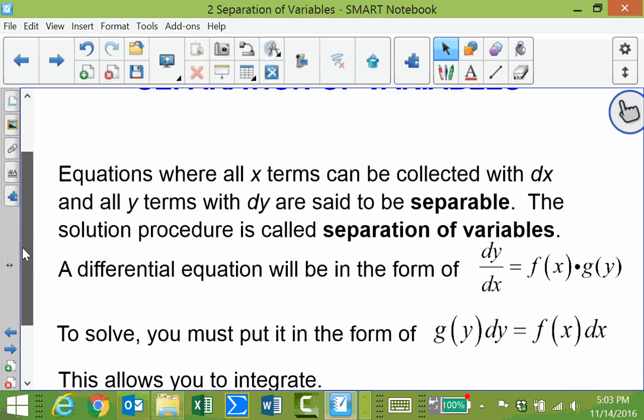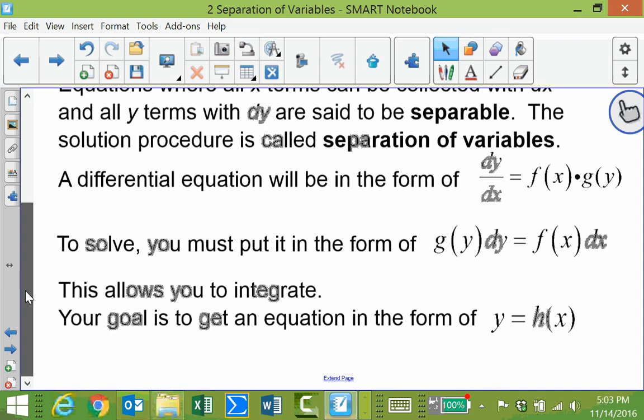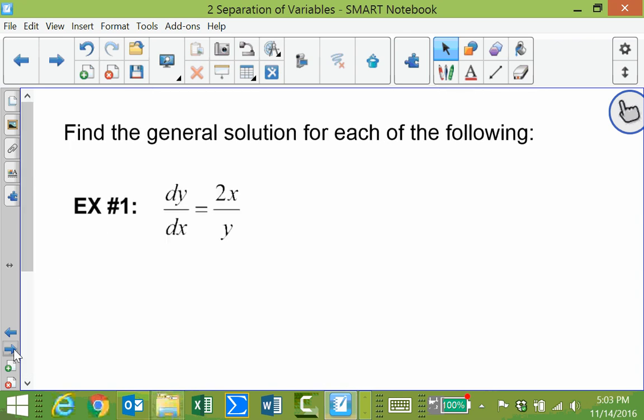And so every single time, basically, you're going to separate them by putting together everything with the y, for example, on one side and everything with x on the other. The variables might not be just x and y, but to solve them, you're going to put the terms that have y in them with the dy and the terms with the x with the dx, and then you can integrate it. And so your goal is to get something that says y equals. That's what we're trying to do, because we have dy dx to begin with, so we want an equation that says y. So let's go with the first example.